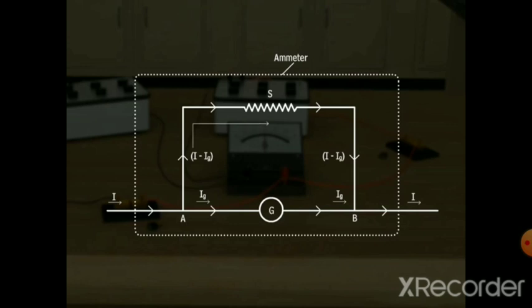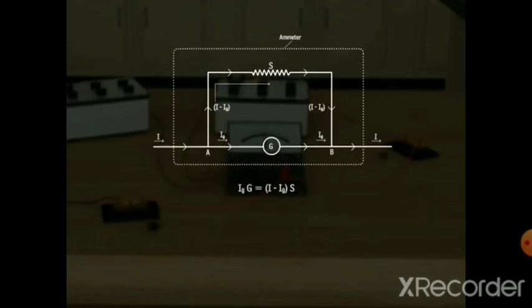If Ig is the current required to produce full-scale deflection in the galvanometer, the remaining current flows through the shunt resistance S. Since the galvanometer and the shunt are parallel to each other, we can write Ig × G = (I − Ig) × S, where G is the galvanometer resistance and I is the maximum current that is to be read by the converted galvanometer.